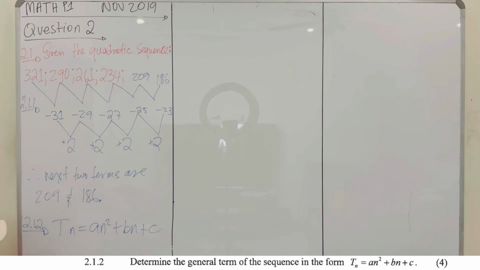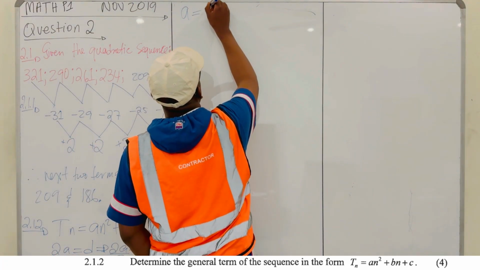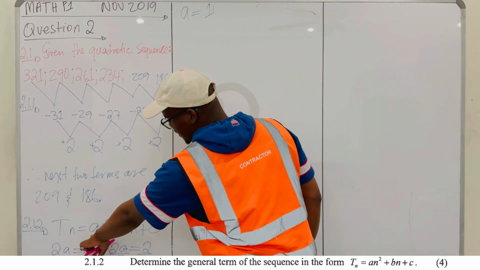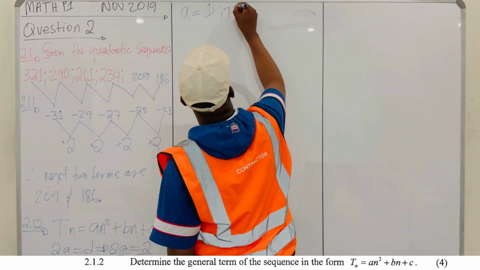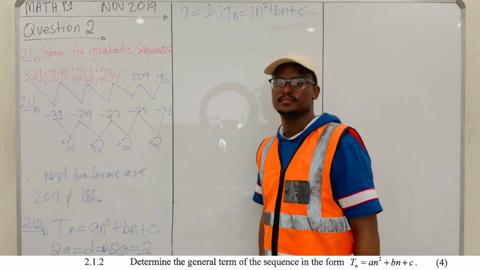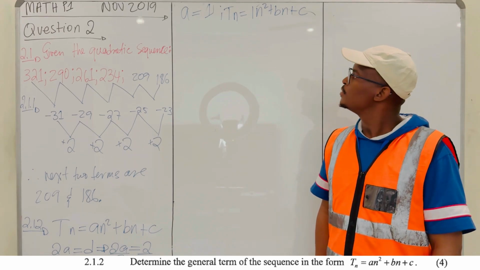Right? No problem. First thing that you need to find is a. What is a? The double of a is equal to the second common difference, right? Which means 2 times your a is equal to your common difference, which is 2. Divide by 2, divide by 2. You quickly get that your a is equal to 1. There it is. So we're going to substitute this back into our Tn, which now looks like Tn is equal to 1n squared plus bn plus c. We're done, found a.